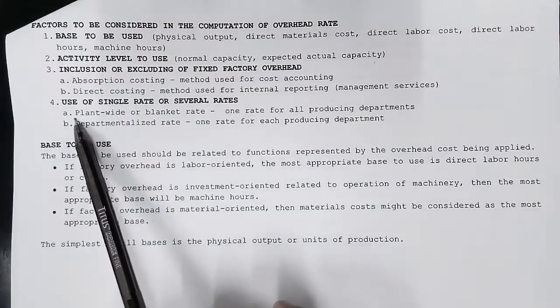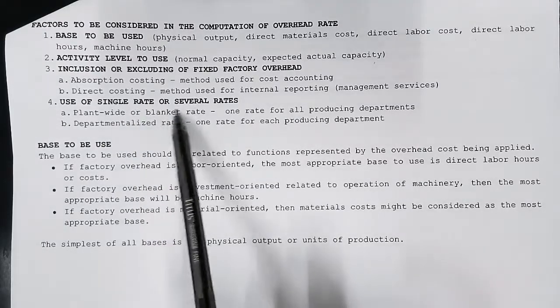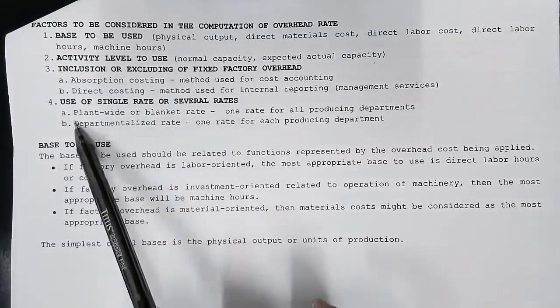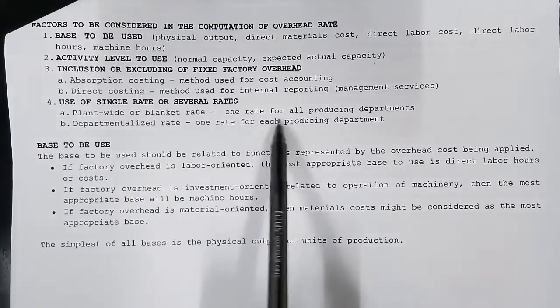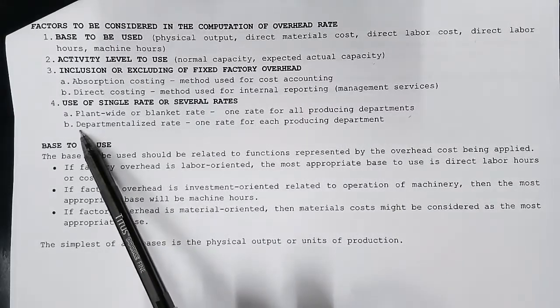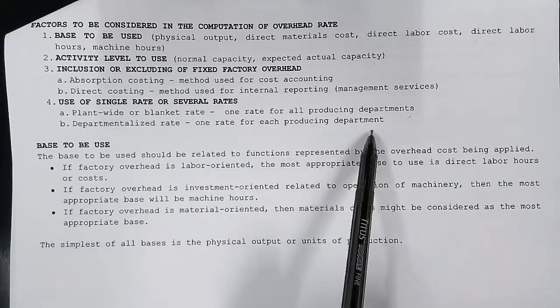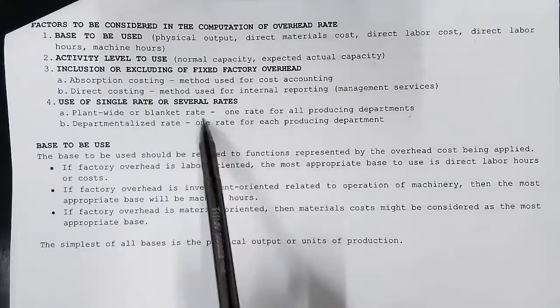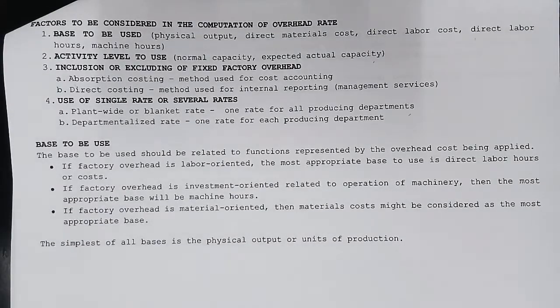Number 4, use of single rate or several rates. Letter A, plant-wide or blanket rate. One rate for all producing departments. Letter B, departmentalized rate. One rate for each producing department. So mamaya natin i-elaborate tong number 4, pagdating natin dun sa producing and servicing departments.